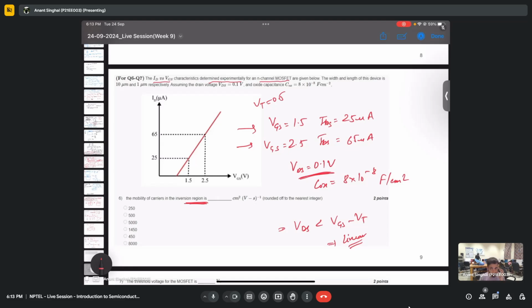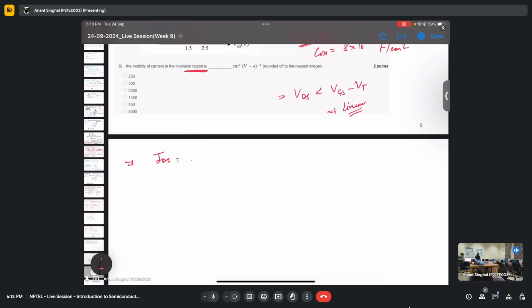Okay, fine. So first of all, the transistor is in linear region. So we know that IDS is mu n Cox W by L times (VGS minus VT) into VDS minus VDS whole square by 2. So what I'm saying is we know what is IDS, what is Cox W by L, what is VGS, VDS. We know everything. So we have two different cases.